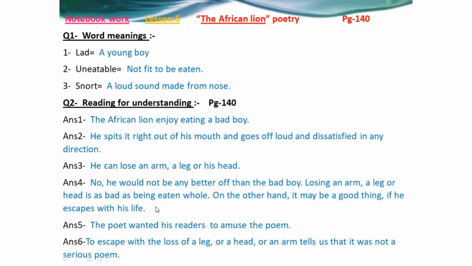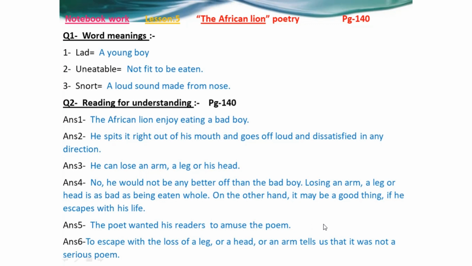Okay students, now question number 5. How do you think the poet wanted his readers to react to this poem? Answer number 5. The poet wanted his readers to be amused by the poem, to enjoy the poem. Now let's come to question number 6. Which parts of the poem tell you that the poet was not writing a serious poem? So let's write the answer. To escape with the loss of a leg or a head or an arm tells us that it was not a serious poem.